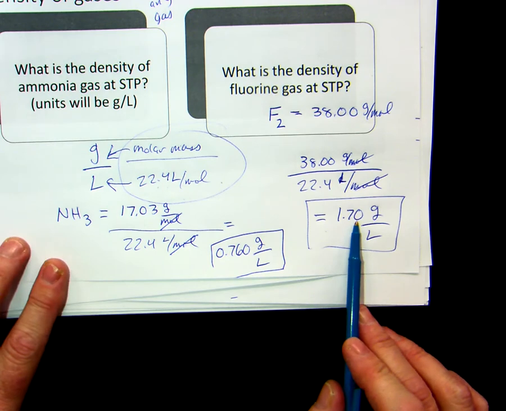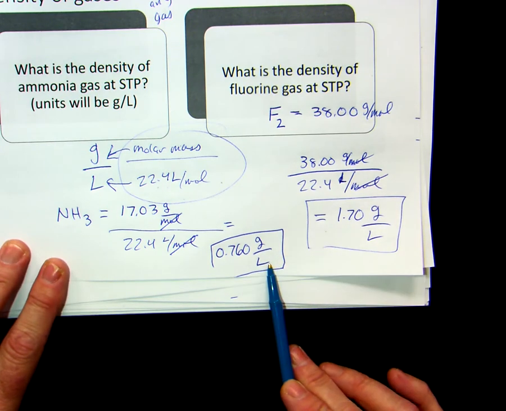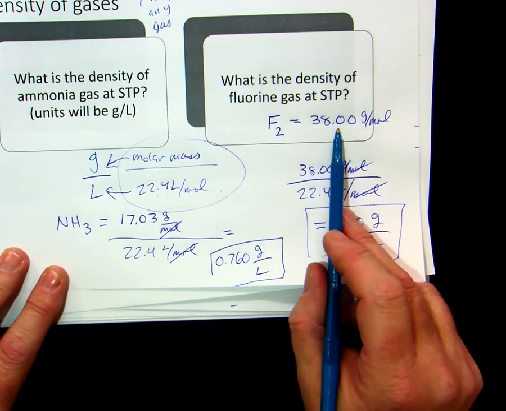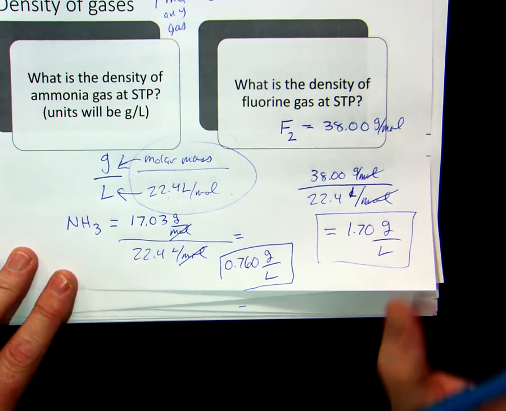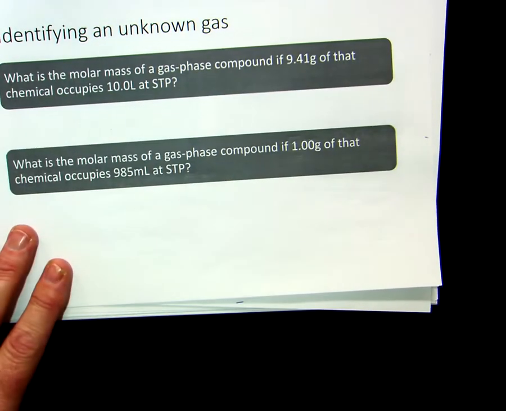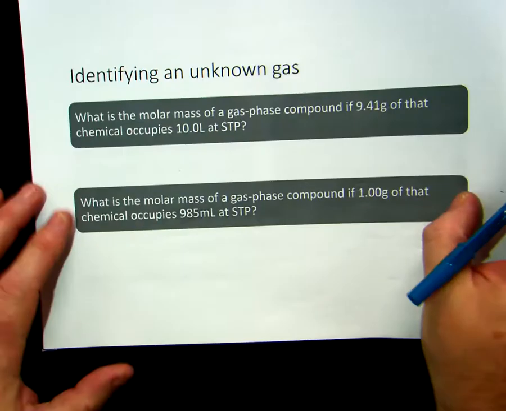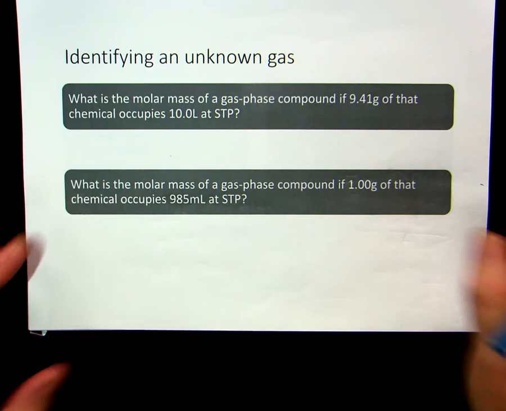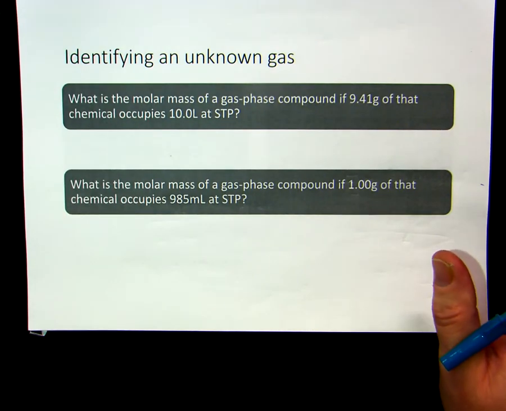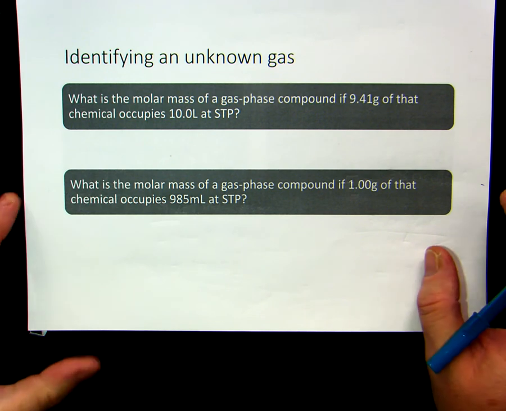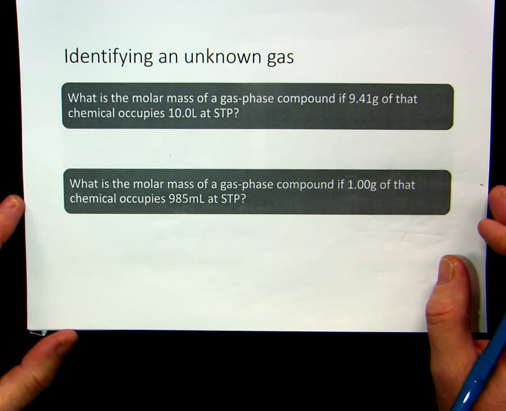So you can see fluorine is going to be more dense than ammonia because it's a more massive molecule than ammonia. Okay, so hopefully those are pretty straightforward. Now, back in the olden days, they didn't have computers and sophisticated instruments to determine the identities of an unknown gas. So they had to rely on other means.